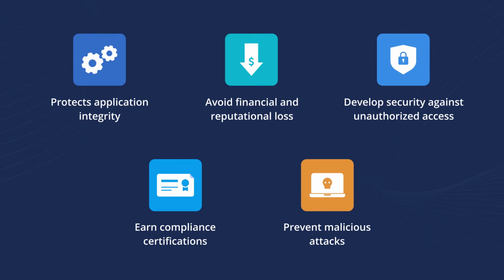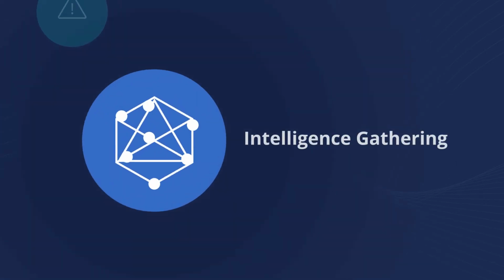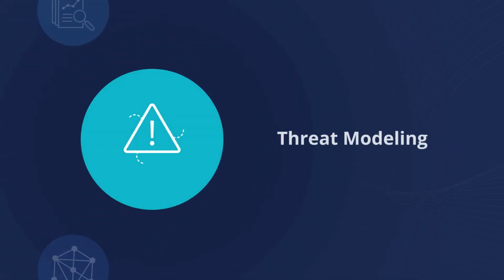Now that we know the benefits of VAPT, let us take a look at its process. Step 1 is intelligence gathering. Develop a detailed understanding of the network architecture. Step 2 is threat modeling. Elaborate on the potential vulnerabilities found in the network.